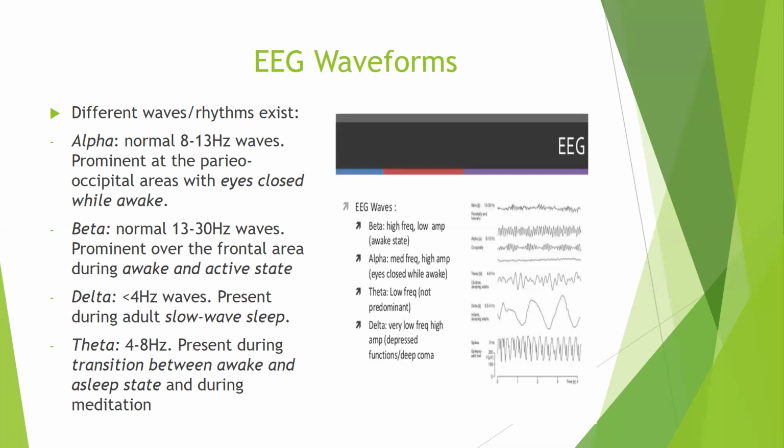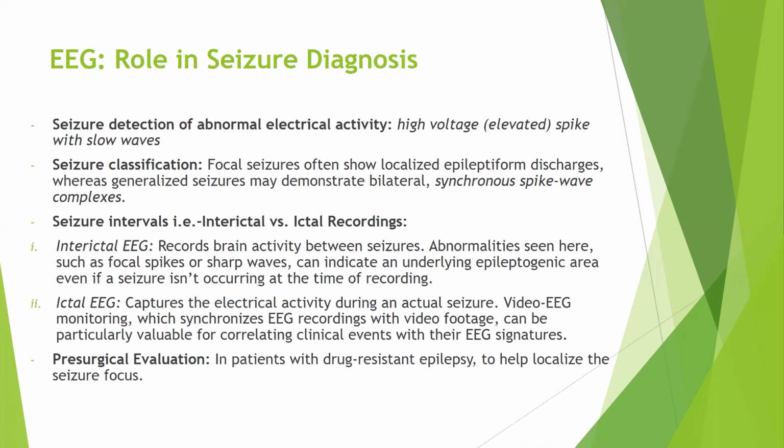Beta wave is a high frequency, low amplitude waveform. It usually depicts an awake and active state. So the patient is awake and active, while for alpha wave, the patient is awake but inactive with the eyes closed. Delta waves are very low frequency, less than 4 hertz, and high amplitude, present during adult slow wave sleep. The theta wave is low frequency, usually not predominant, present during transition between awake and asleep state and during meditation. So these are the normal different waveforms for the EEG.